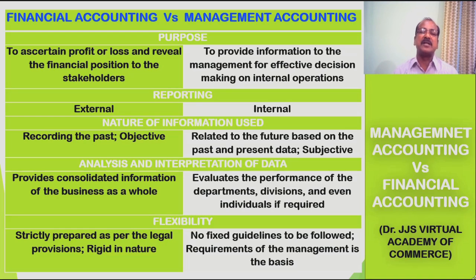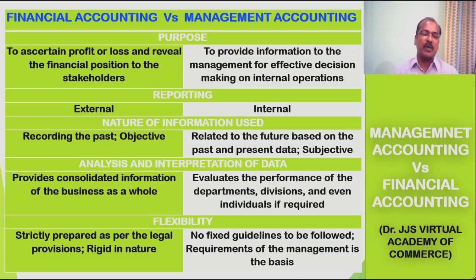The second basis of difference is reporting. Reporting under financial accounting is purely external, whereas reporting under management accounting is for internal usage only. It is submitted to the members of the management at various levels, which would facilitate effective decision making on their part. The third basis of difference between the two disciplines is the nature of information used.